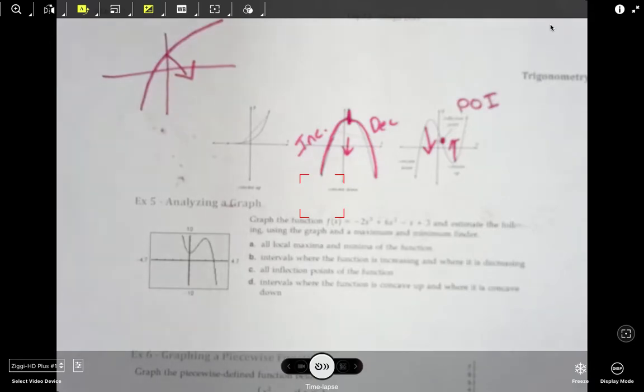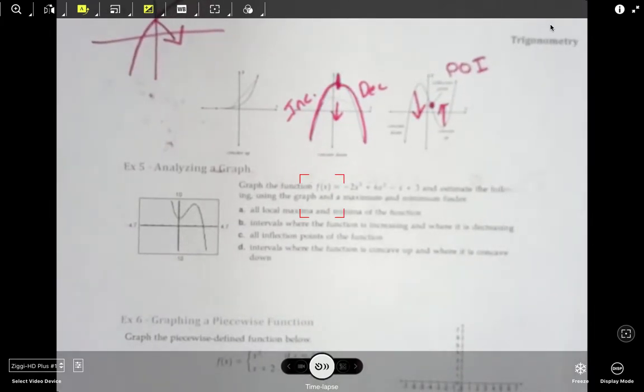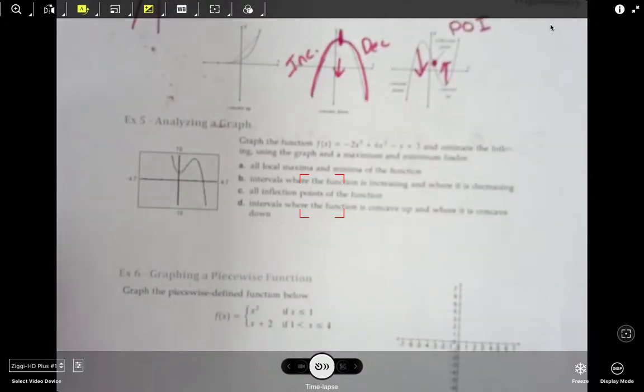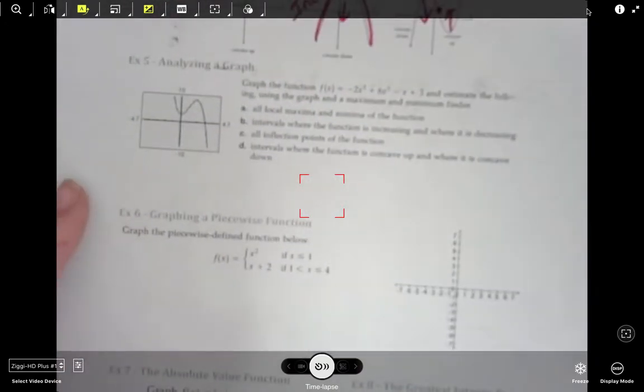Yeah. Do you remember how to find the POIs? Oh, it was like the derivative. Second derivative. Second derivative. Yeah. Okay, there you go. All right. So we're going to go through these. Graph the function, blah, blah, blah.